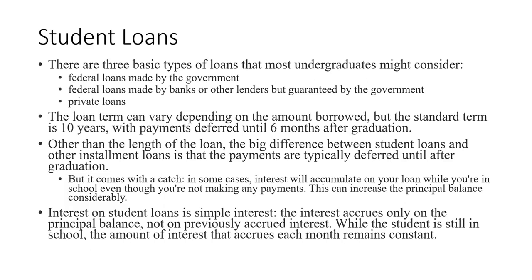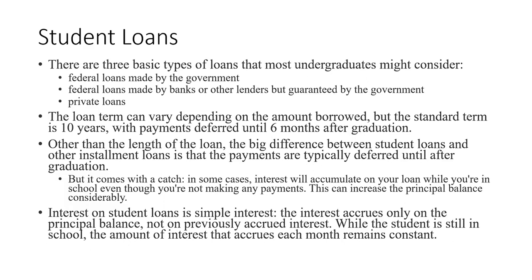The loan term can vary depending on how much you borrow, but the standard amount is 10 years, and your payments are generally deferred until 6 months after you graduate. And really, that's the big difference between a regular loan and a student loan. Student loans you don't have to pay until a time after you graduate. But in some cases, those student loans will accumulate interest while you are still in school. And so your balance will increase up to the point where you graduate and start paying it off.